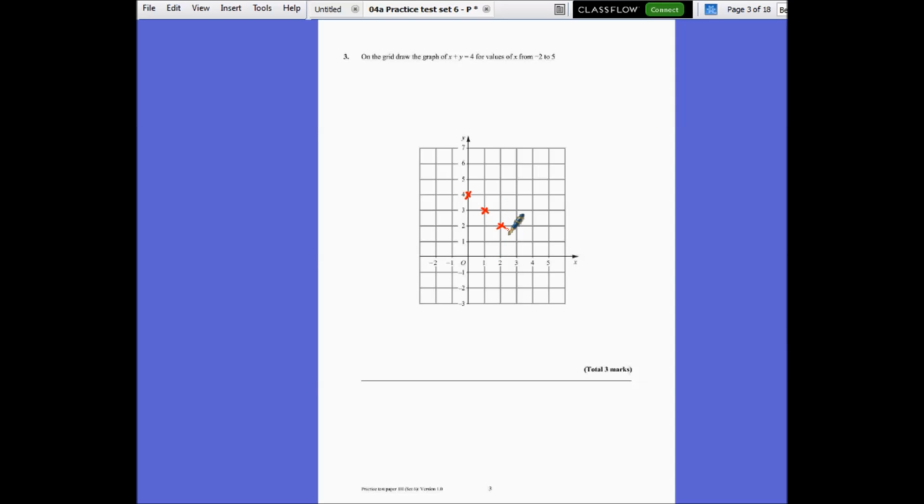So you can see that this is now creating a diagonal line through here. So from -2 to 5 means that it must go past these points here. So you can see my line carries on past those points.